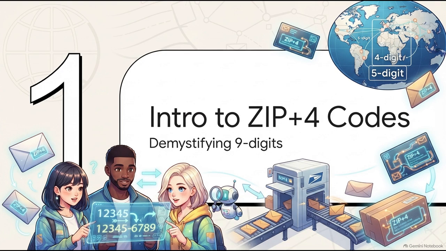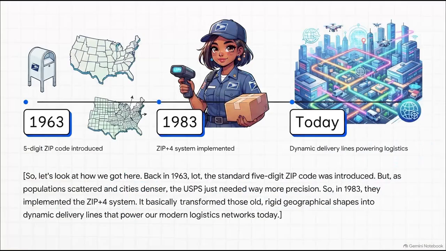Intro to ZIP+4 codes, demystifying the 9-digit postal code. So, let's look at how we got here. Back in 1963, the standard 5-digit zip code was introduced. But as population scattered and cities grew taller and denser, the USPS just needed way more precision. So in 1983, they implemented the ZIP+4 system. It basically transformed those old, rigid geographical shapes into dynamic delivery lines that power our modern logistics networks today.